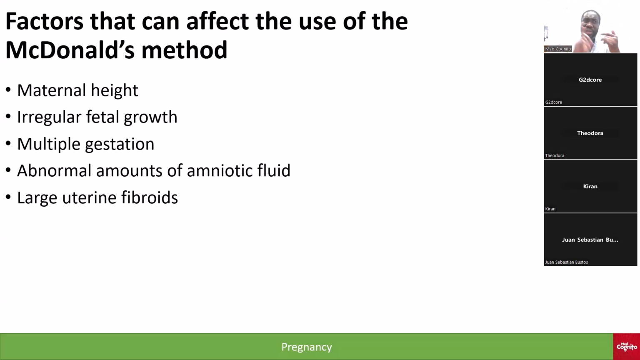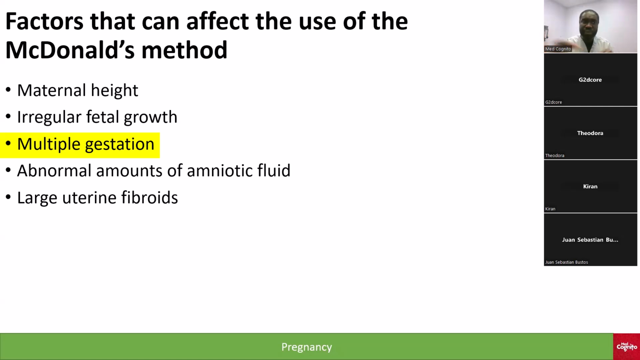Now, we are learning about some of the things which can make McDonald's method go out of whack. Number one will be the maternal height. So if you have a mother who is short, that can contribute and give you an error about the age of the fetus. Number two, if the fetus is growing in an irregular pattern, irregular fetal growth, then that can also be a problem.